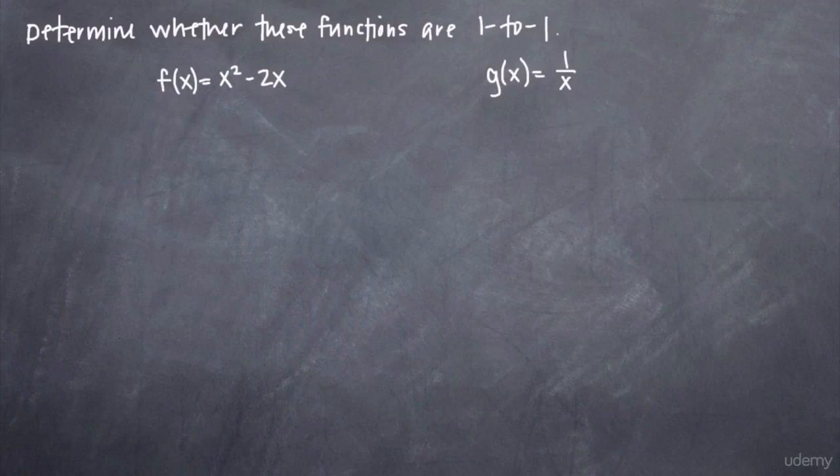Today we're going to talk about how to determine whether or not a function is one-to-one, or in other words, whether or not it passes the horizontal line test. To complete this problem, we'll look at several methods we can use to determine whether or not the function is one-to-one. In this particular problem, we've been asked to determine whether these two functions are one-to-one. Keep in mind that that's the same thing as asking whether or not these functions pass the horizontal line test.